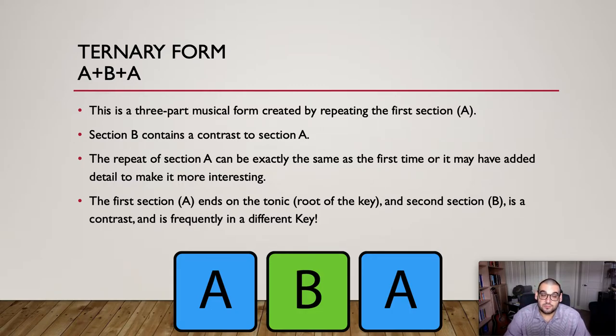So the first section, which is A, ends on the root of the key. We call this the tonic. And the second section, which is B, is usually in a different key because we want the two to be contrasting. We don't want them to be the same.